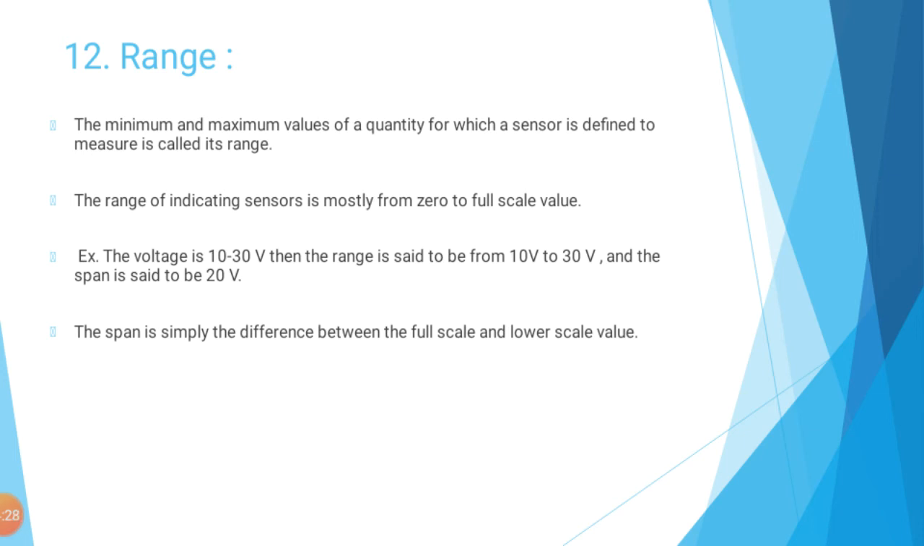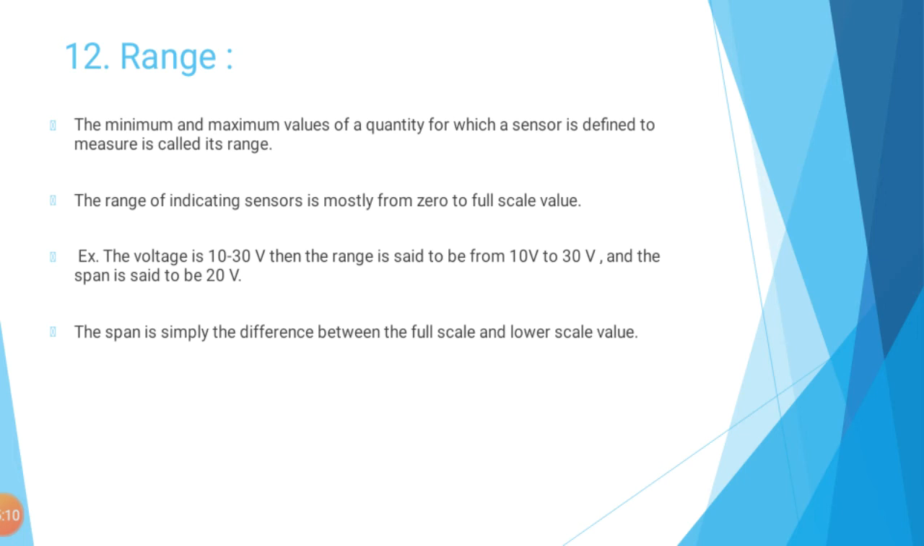So this is the range of that particular sensor. The range of an indicating sensor is mostly from 0 to full scale value. Generally the sensors which can measure the value from 0 to maximum range are constructed in this way. For example, the voltage is 10 to 30 volt, then the range is said to be from 10 to 30 volt. That means if the voltmeter or any sensor is able to measure from 10 to 30 volt, then the range of that sensor is from 10 to 30 volt. That means this sensor measures the voltage in that particular range.